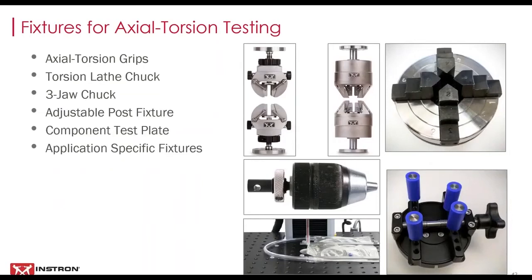There are many gripping options available for use with the torsion add-on. Axial torsion grips that were designed for combined loading are available in mechanical and pneumatic versions. Torsion lathe chucks are useful for a wide range of components and can be adjusted even for irregularly shaped objects. A three-jaw chuck is commonly used to hold a specimen directly or to hold a probe or other fixture component. These torsion grips with adjustable rubber-coated posts were designed to accommodate various size specimens. A component test plate can also be used with the torsion add-on accessory. Application-specific fixtures are available as well.